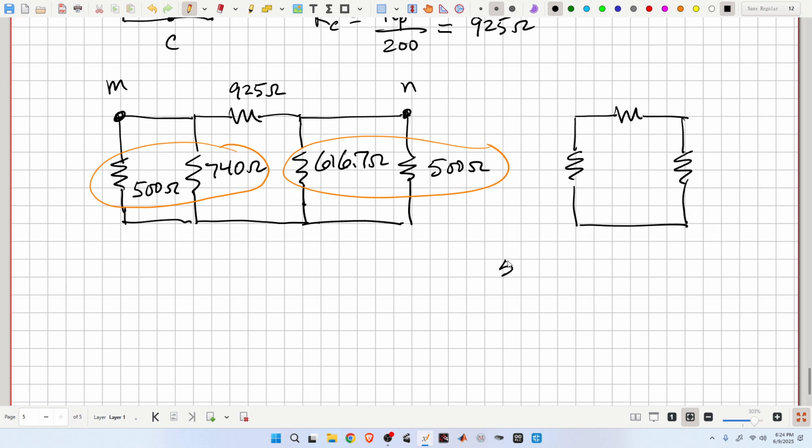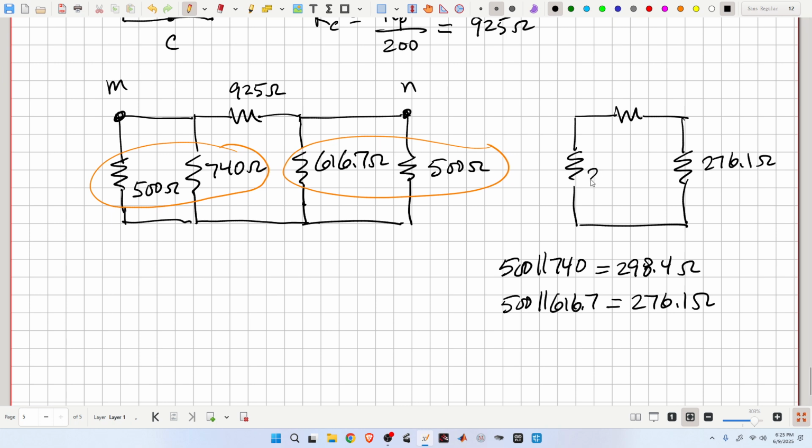So 500 parallel 740 is 298.4 ohms, and 500 parallel 616.7 is 276.1 ohms. So this is going to be 276.1 ohms. This is 298.4 ohms, and we still got 925 up on top, and we want the resistance between M and N.